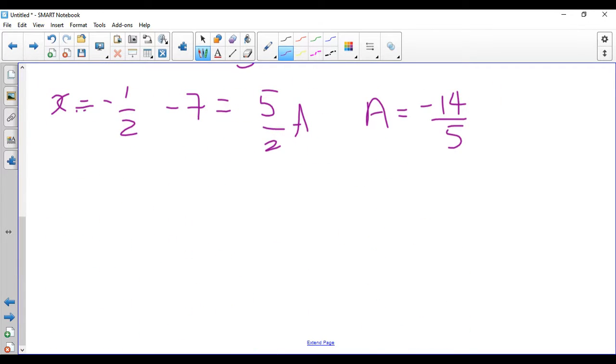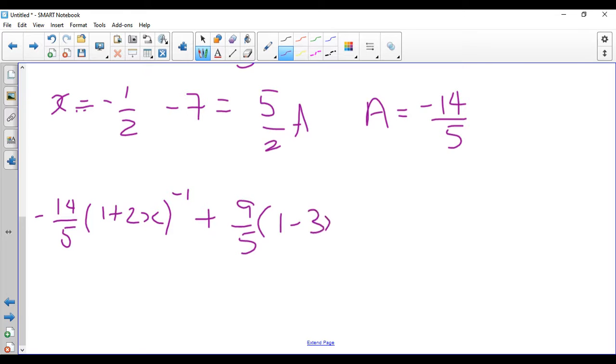So let's just summarize what we've got. Minus 14 over 5 was the a value. That was 1 plus 2x. I'm going to jump straight to it in index form. So instead of putting it underneath, I'm going to bring it up to the side, and I've got 9/5 of 1 minus 3x to the minus 1. So remember, whenever we're doing a binomial expansion, we write it in index form and we expand those.